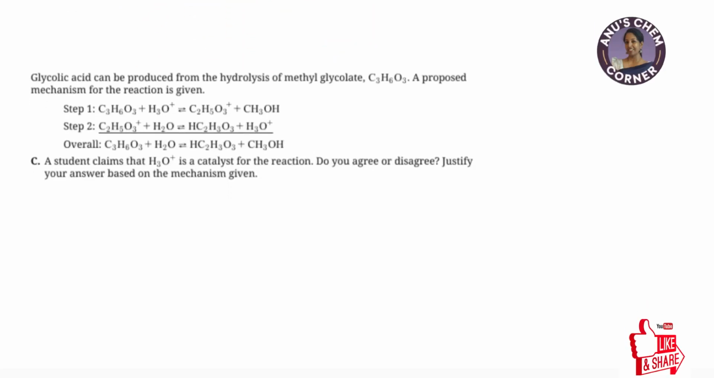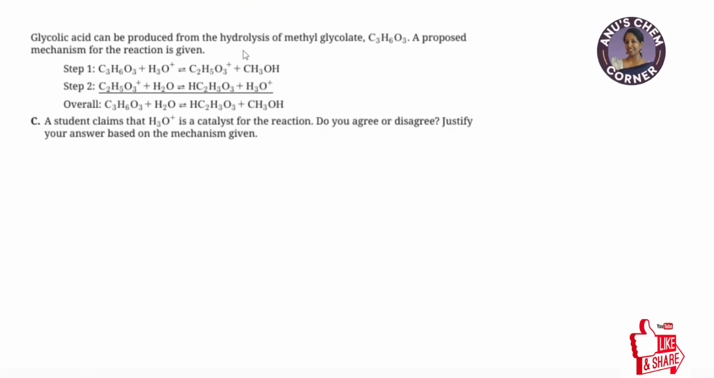Then the third part: glycolic acid can be produced from the hydrolysis of methyl glycolate, and the mechanism is given. A student claimed that H3O plus is a catalyst for the reaction. Do you agree or disagree? Justify your answer based on the mechanism given. How do you know whether it's a catalyst or not? Catalysts are consumed in one step and regenerated in another step. That's what we studied about catalysts: it has to be used in one step and then produced again.